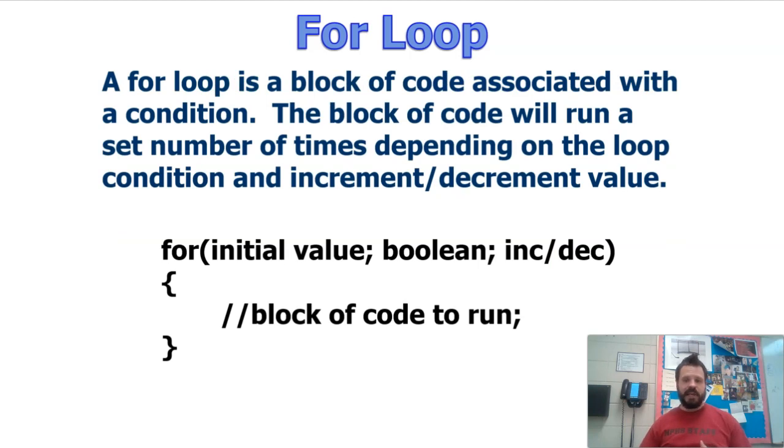So as far as a definition goes, we'll say a for loop is a block of code associated with a condition, and the block of code will run a set number of times depending on the loop condition and the increment, decrement value. So again, it's a block of code with an initial value, a Boolean condition that determines whether the loop runs or not, and it increments and decrements within that same block of code. And then here's where the code will go every time the loop runs.